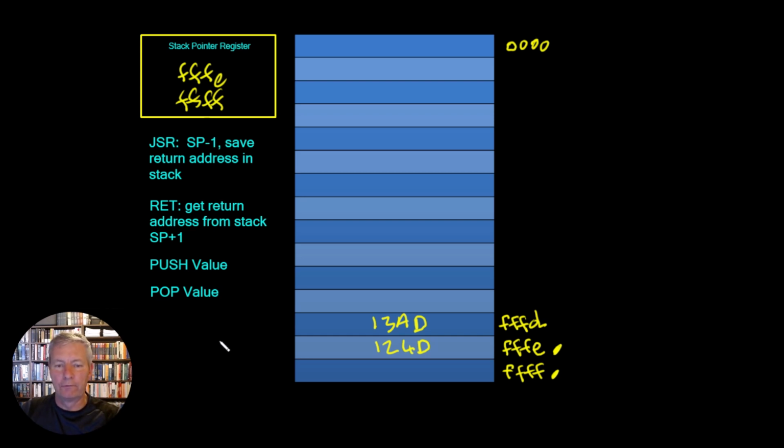Now that's enough for this video. In the next video, we'll start implementing this, and we'll see how we create the stack pointer register, and we'll implement the jump to subroutine and return, and also the push and pop.